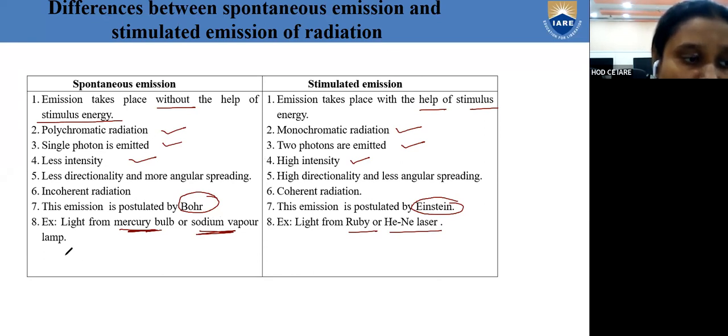So just quickly note down this tabular column. It will help you to understand these two phenomena better. Okay, I'll give you 2 minutes. Just copy this tabular column.